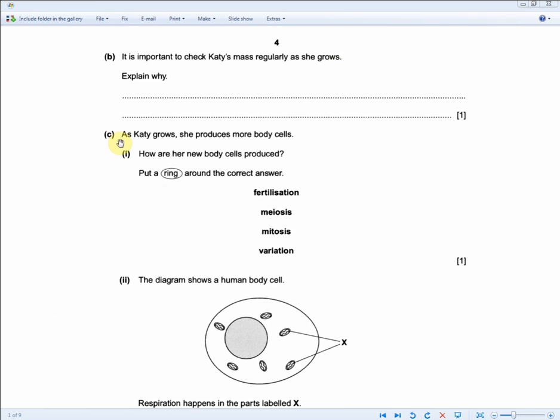If we zoom in, as Katie grows, she produces more body cells. How are her new body cells produced? Put a ring around the correct answer. So here are your choices. You know the answer can't be variation. You know it can't be fertilization. It's one of these 2.